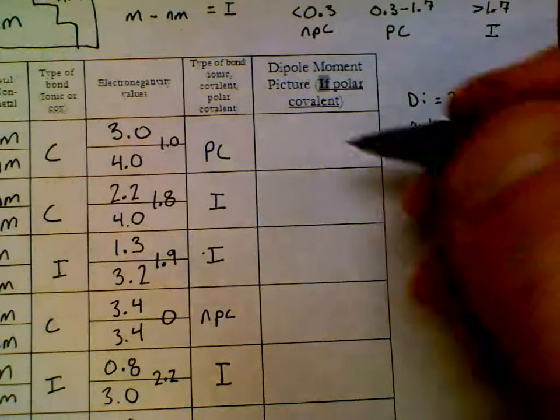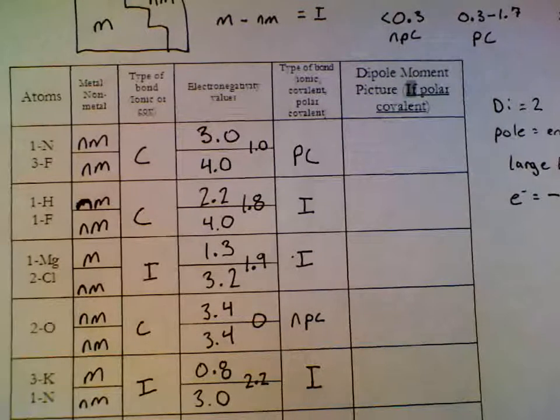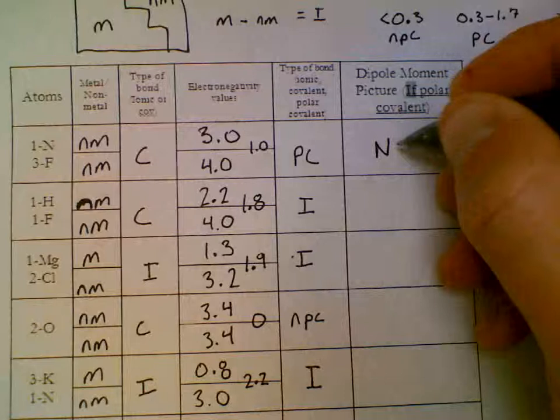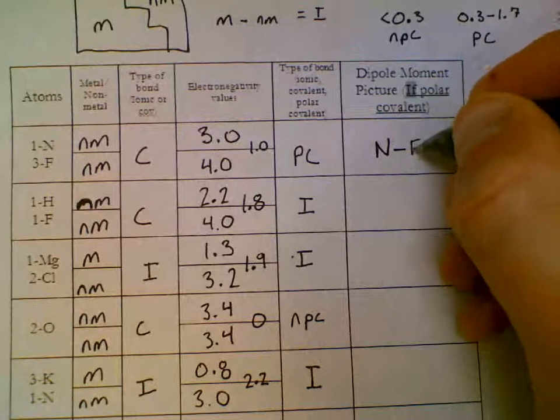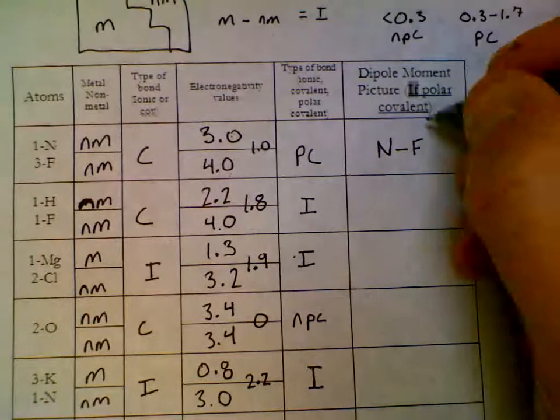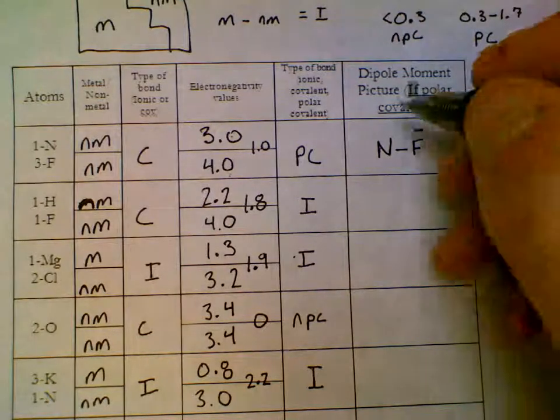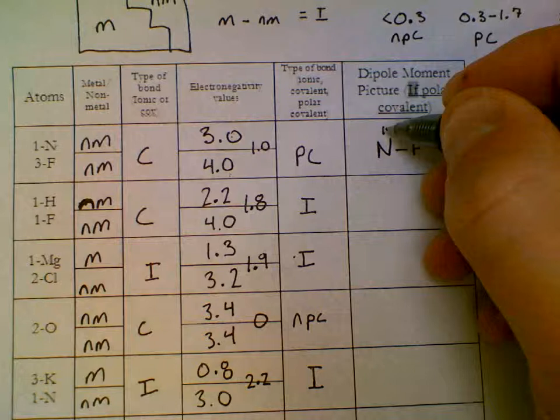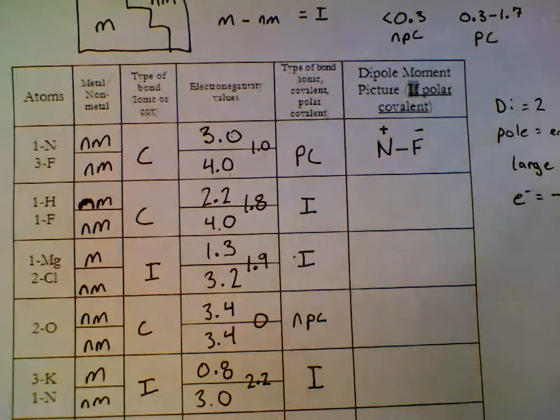To draw a dipole moment, we're going to take the two atoms that are in the bond. So in this first problem, it's nitrogen and fluorine. We're going to connect them with a single bond, like so. We're going to look at our two electronegativity values. The one that's larger is going to have a negative sign written above, and the one that's smaller is going to have a positive sign.